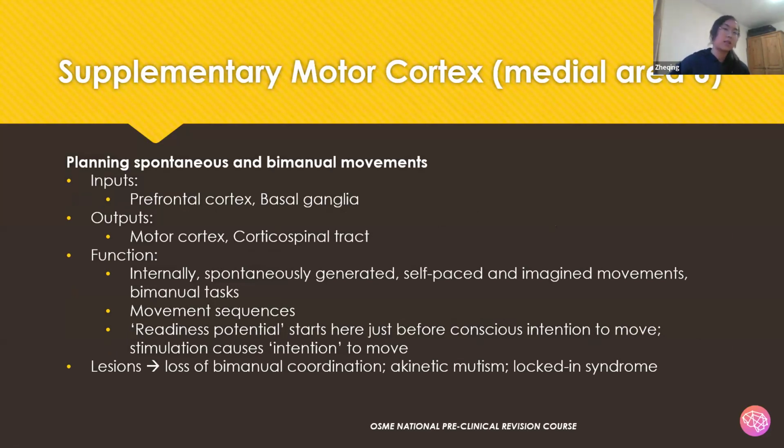And when you have lesions in the supplementary motor cortex, you can get loss of bimanual coordination. By that I mean bimanual movements are movements that require both hands, so coordinating movements in both hands. When you have lesions in this part of the brain, you basically lose that coordination. And you can get akinetic mutism, as well as locked-in syndrome. So it's not just involved in motor control, but has a very important role.